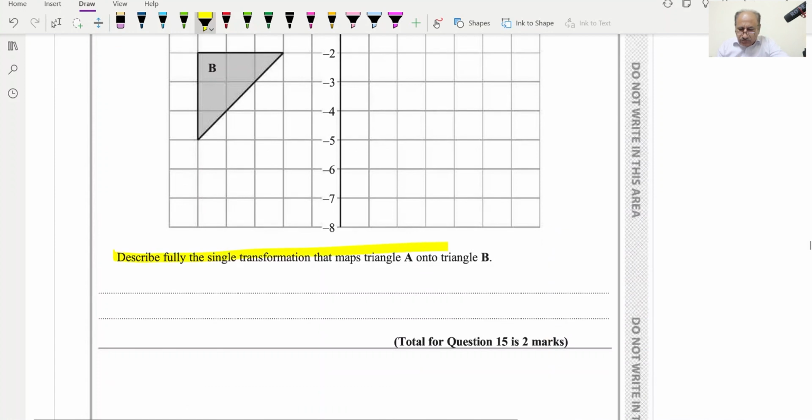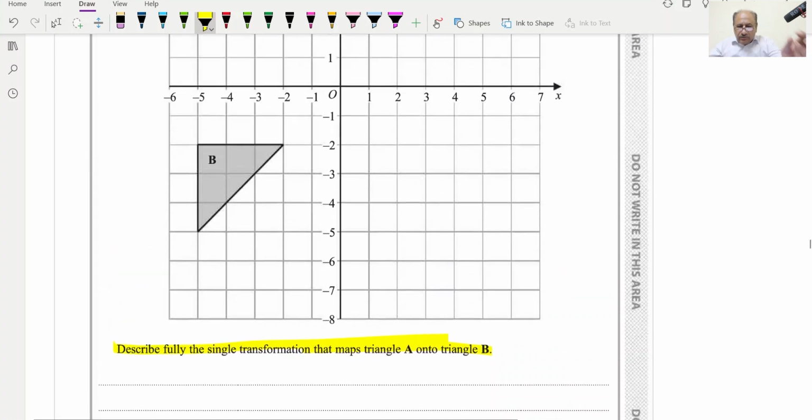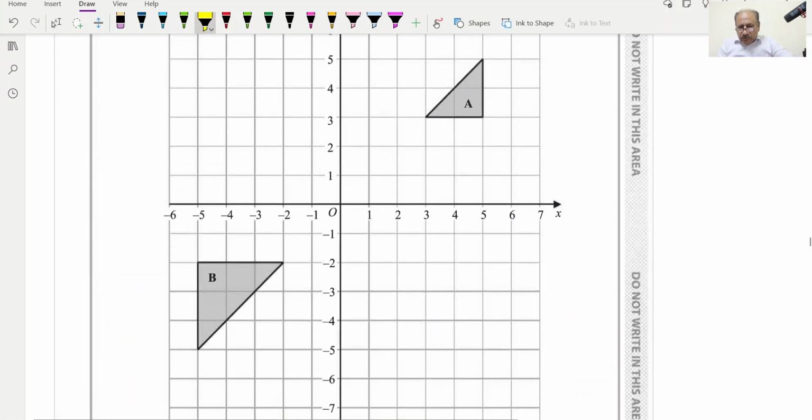Describe a single transformation that maps triangle A onto triangle B. So what we can do, we can join basically the vertices to figure out the situation, and if we draw one line we can join like this, and the other vertex we can join like this one, and we can see this is the point of intersection.